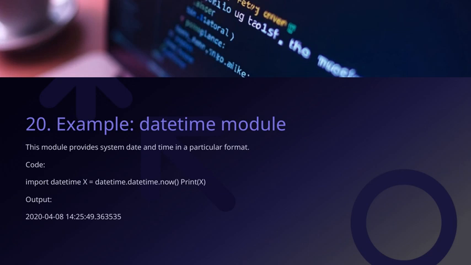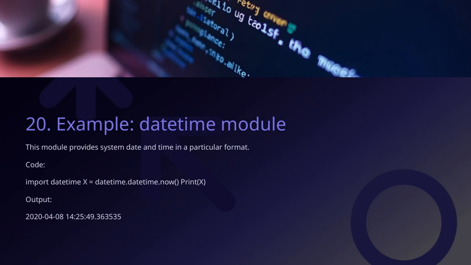When we print this out, it shows us something like 2020-04-08 14:25:49.363535, which includes the year, month, day, hours, minutes, seconds, and even microseconds. This is incredibly useful because it allows us to track when events happen, log data, or even timestamp our results. Throughout this presentation, we've seen how modules like datetime help us add real-world functionality to our programs, making them more dynamic and useful.